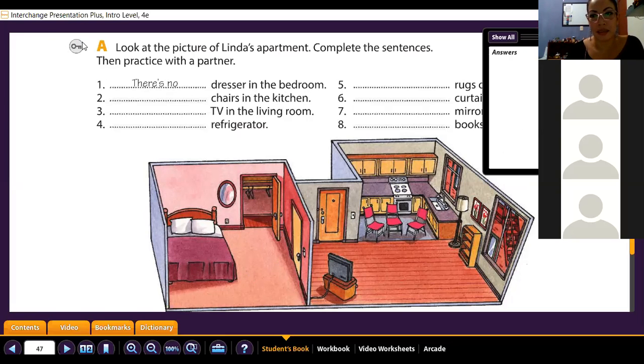Number two, chairs in the kitchen. What is the answer? A volunteer? There are chairs in the kitchen. There are some chairs in the kitchen. Hay algunas. Some. There are some chairs in the kitchen. Number three, TV in the living room. There's a TV in the living room. Excellent.